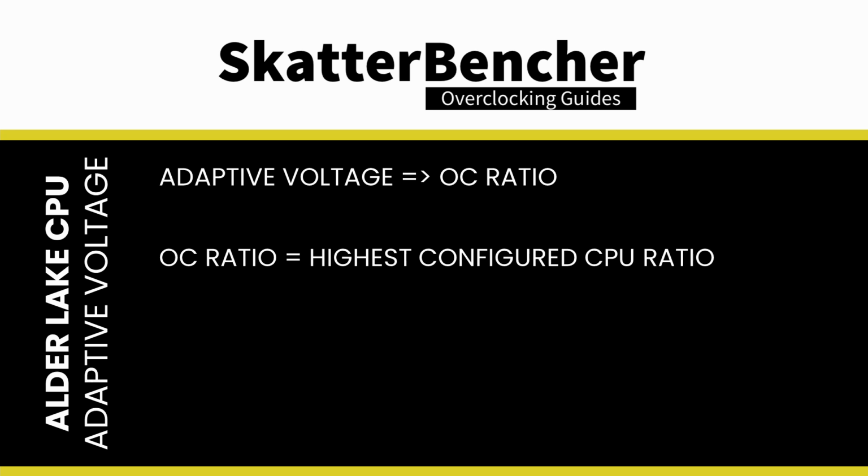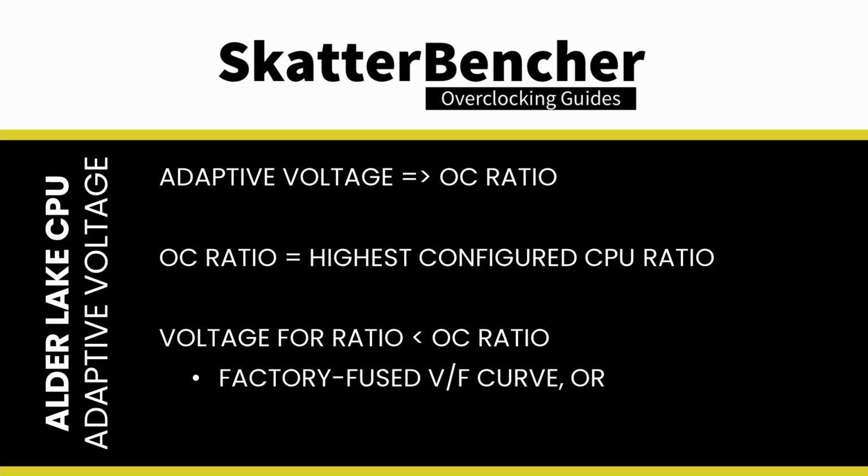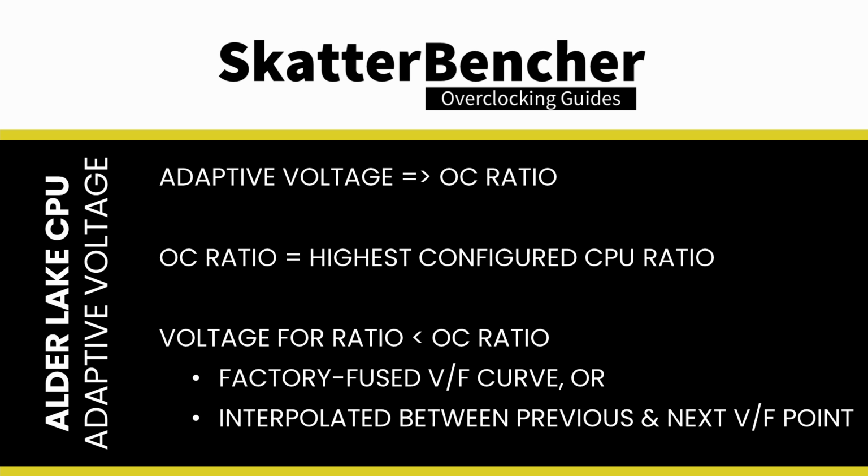The OC ratio is the highest ratio configured for the CPU across all settings, including by core usage, per core ratio limit, and OCTVB. The voltage for ratios lower than the OC ratios are set either by its factory fused VF point, or, if there is no VF point, interpolated between the next and previous VF point.